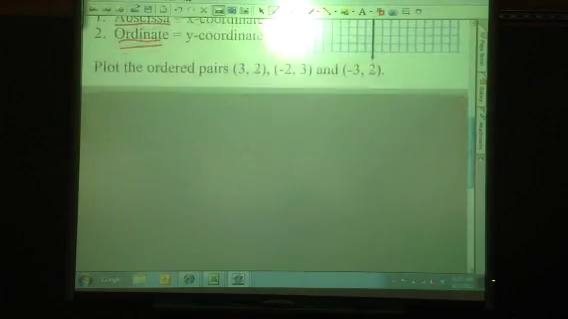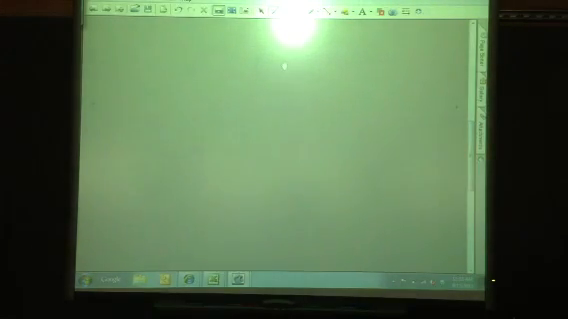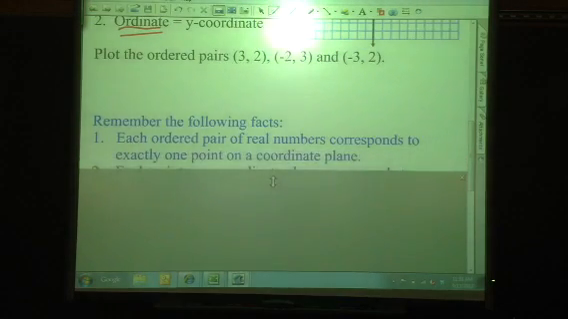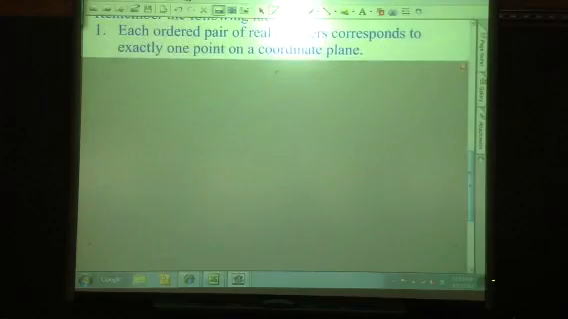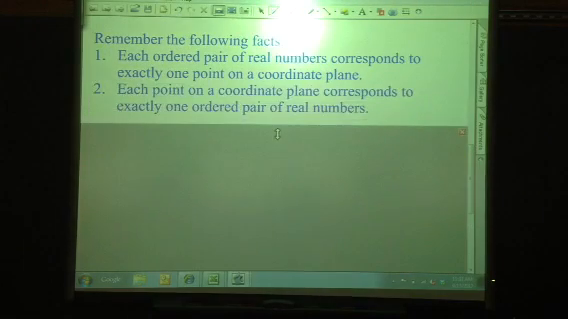And that brings me to 2 important things for you to note. Number 1, each ordered pair corresponds to exactly 1 point on the coordinate plane. And secondly, each point on the coordinate plane corresponds to exactly 1 ordered pair. So what we're saying there is each point has a specific ordered pair that's associated with it, and that never ever changes.